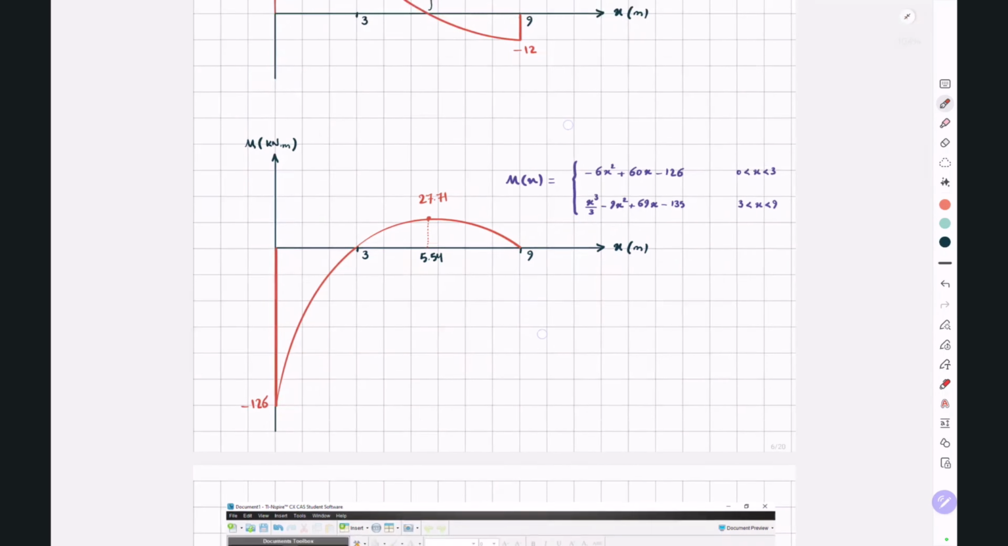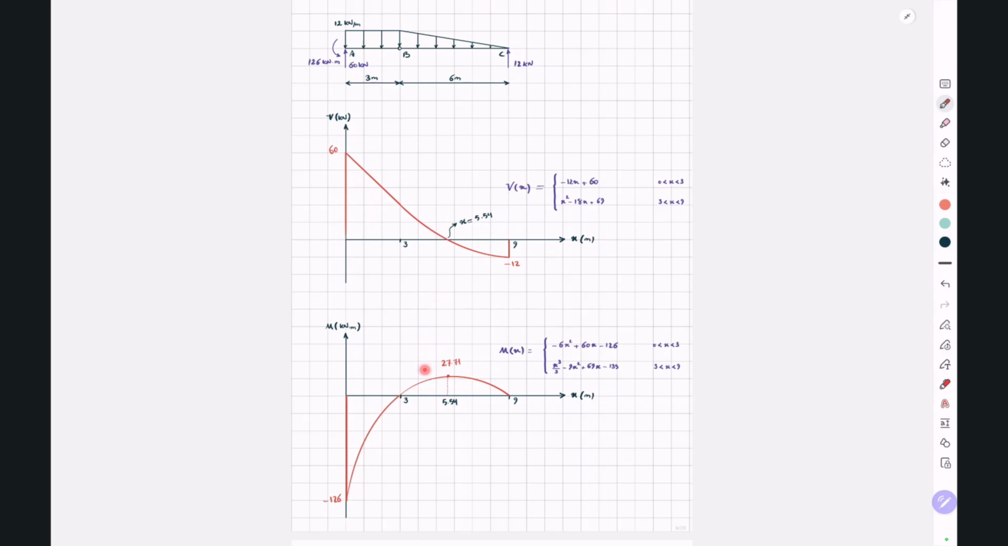So this is 27.71. So these are the shear force and bending moment diagrams for this propped cantilever beam with an internal hinge at point B where x equals 3. And you can see that at this point, your bending moment is equal to 0.